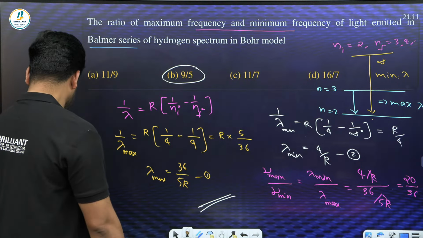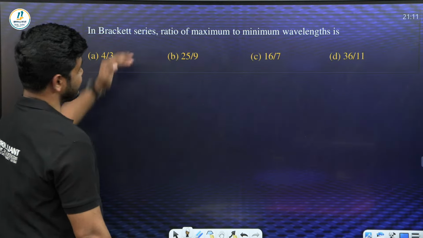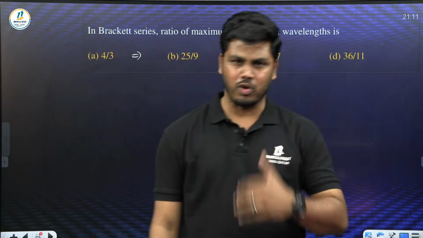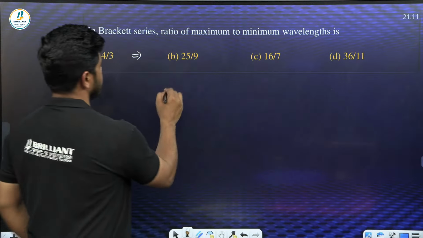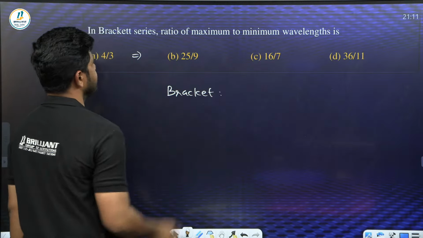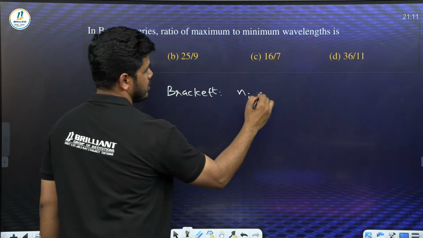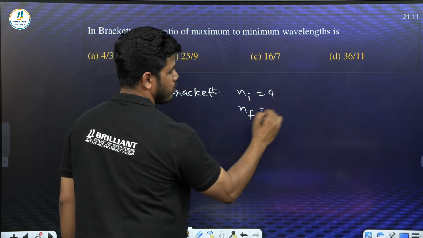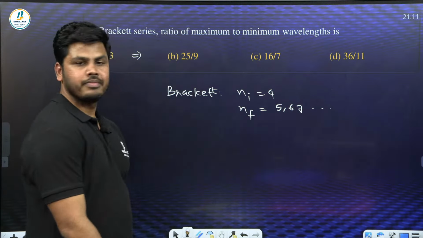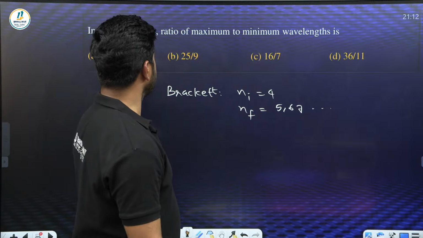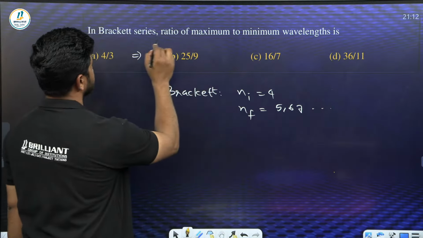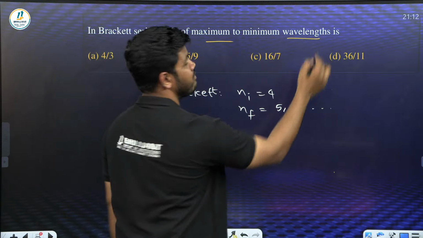Yes, okay, thank you. And we have a similar question for Brackett series also, and we'll be winding up now after this. I don't have to solve it here. The only difference is, when you go for Brackett series, what is the difference? For Brackett series, we have ni is equal to 4 and nf is equal to what? 5, 6, 7, etc. Correct? We are asked to find the ratio of maximum to minimum wavelength only here.